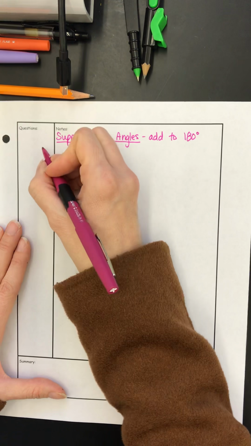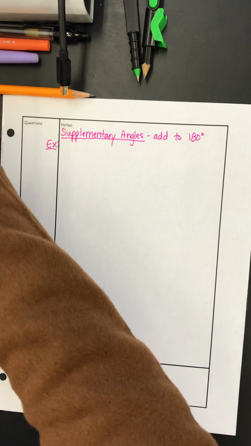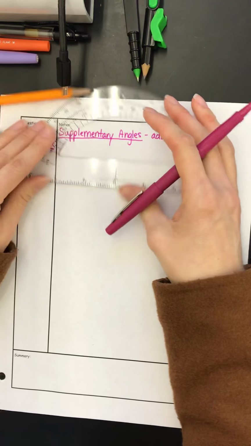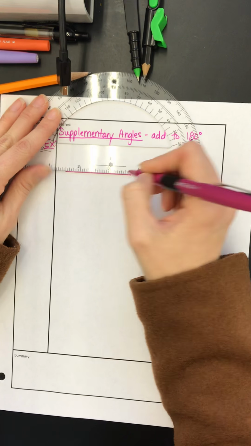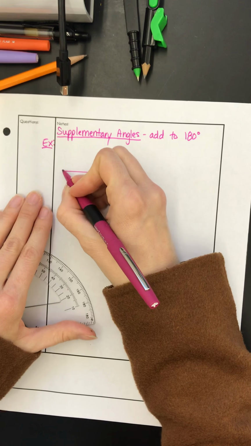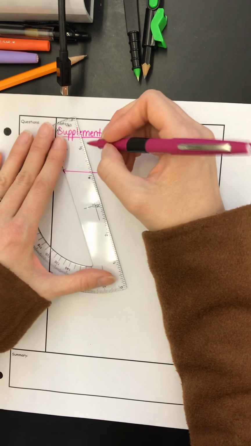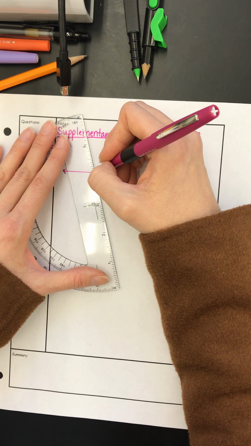Okay, so let's go ahead and look at some examples of this. It is a good idea to use a straight edge when you are taking these notes. That way your work is nice and neat. You can go back and refer to it.